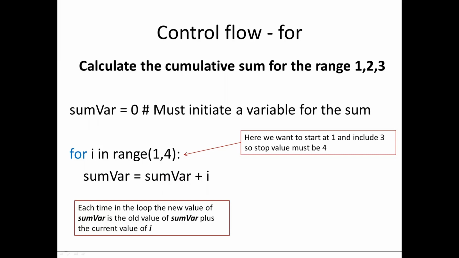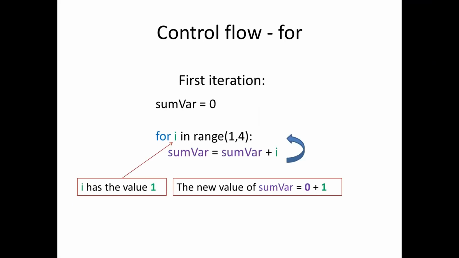Then inside the loop, we have the statement sumVar equals sumVar plus I. This is how we wrote it in the previous slide. The new value of the variable sumVar will be the old value of sumVar plus the value of I. So when we run the loop, sumVar will initially have the value 0. I will have the value 1. This gives sumVar the new value 1 after the first iteration of the loop.